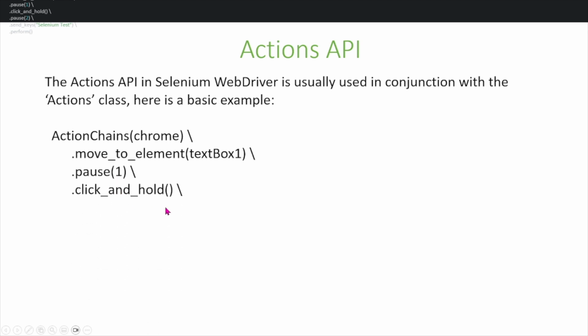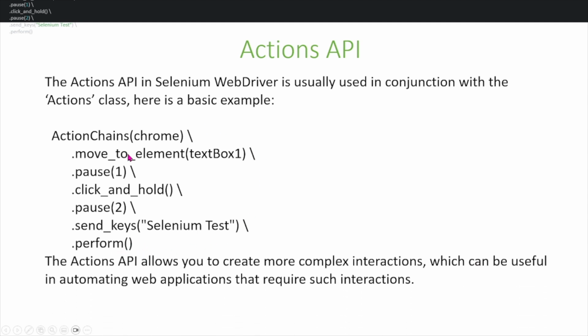And then we can do click and hold as well, which is a mouse interaction. Then we can also pause for 2 seconds. Then we can do send keys, which types in Selenium text. And then we can do perform, which basically performs all of these actions above. So this is like an action chain that we use. Once you call upon it right here, it will perform all these actions. The Actions API allows you to create more complex interactions like this, which can be useful in automating web applications that require such interactions.